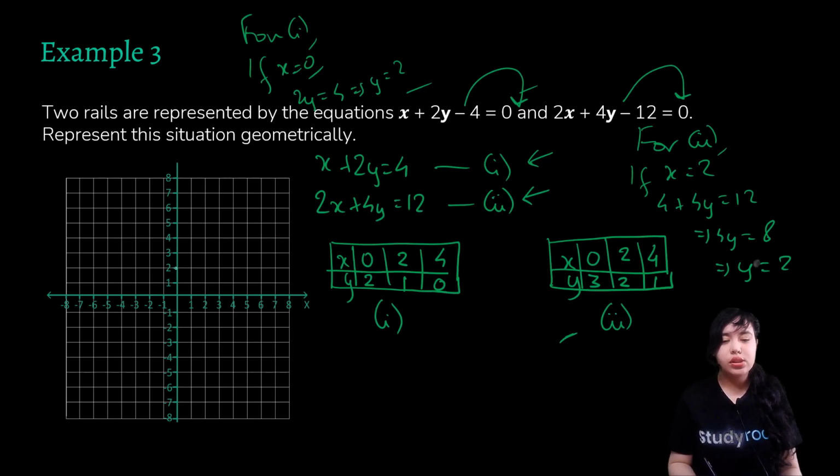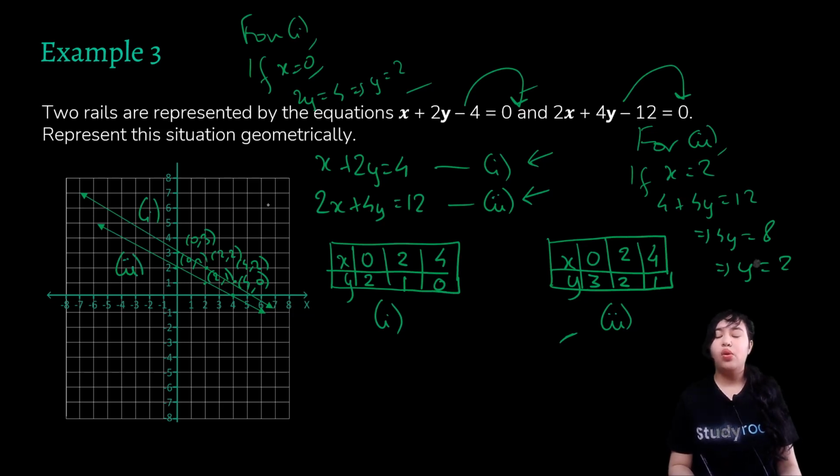So 0, 2 is the first point. Then we have 2, 1. Then we have 4, 0. Then let's move on to equation number 2. So 0, 3, 2, 2, 4, 1. Join these points, you will get 2 straight lines. And you can write the equation numbers also on top of them. Like this is for equation number 1, x plus 2y equal to 4. This is for equation number 2, 2x plus 4y equal to 12. And do mention the scale on the top right hand corner.